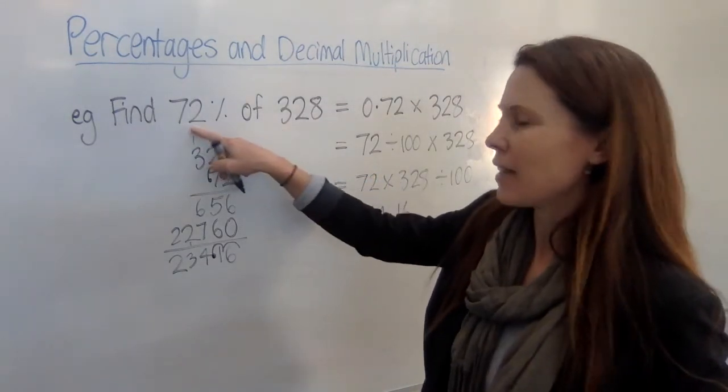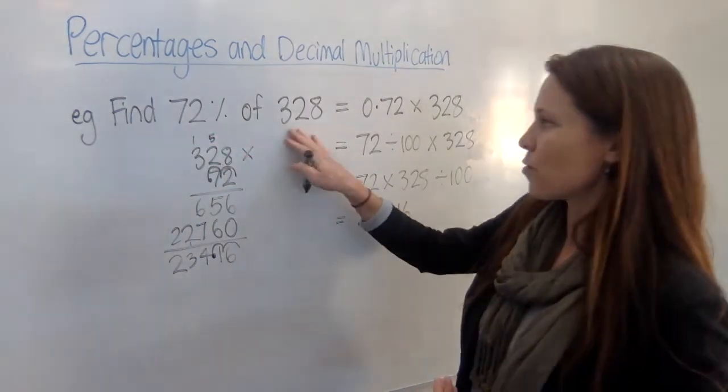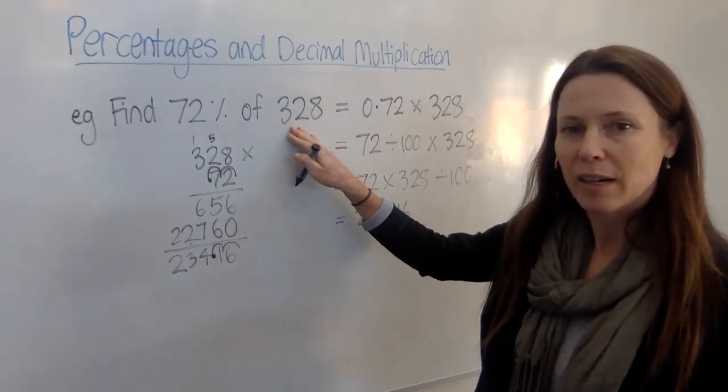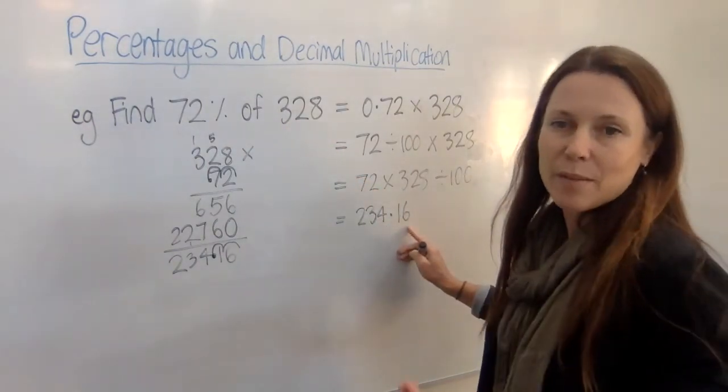Now when you finish, you should always check back to the original question and check that it makes sense. 72% of something is less than the whole lot of it, but it's more than half. So think of what you're expecting, probably a number in the 200s, right? So when you look at your answer, it says 234.16, it seems right.